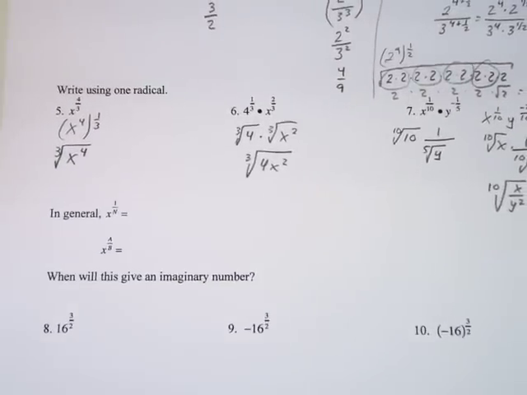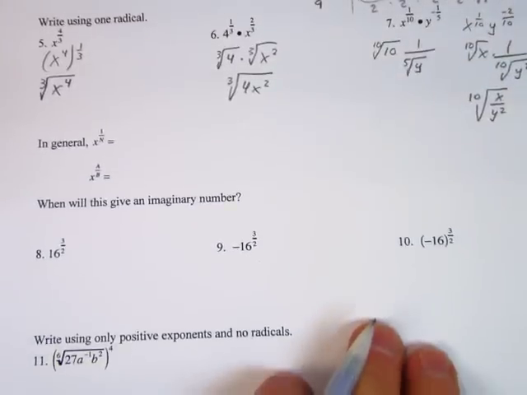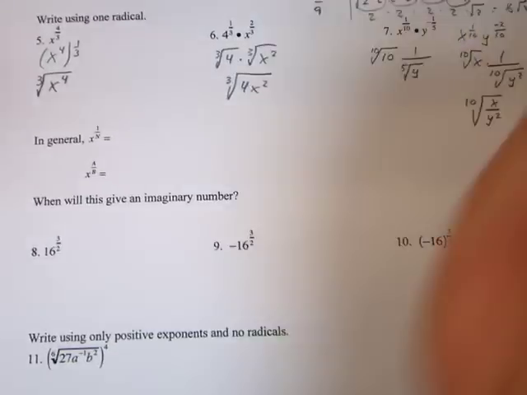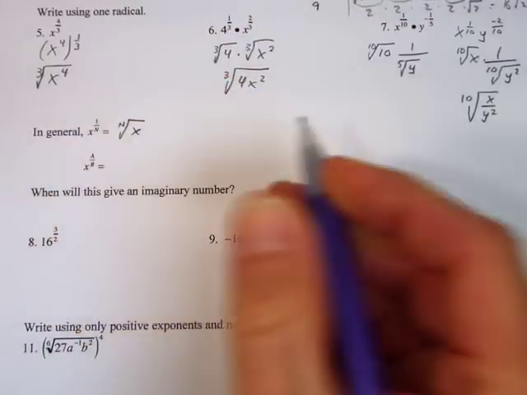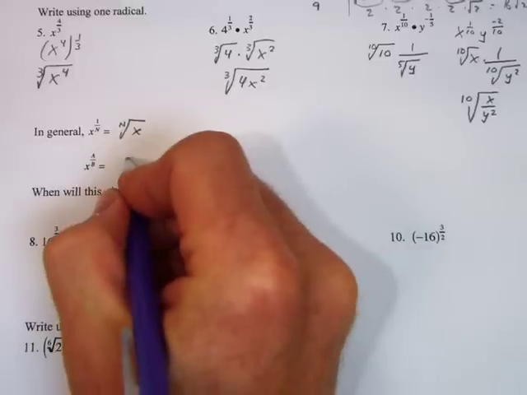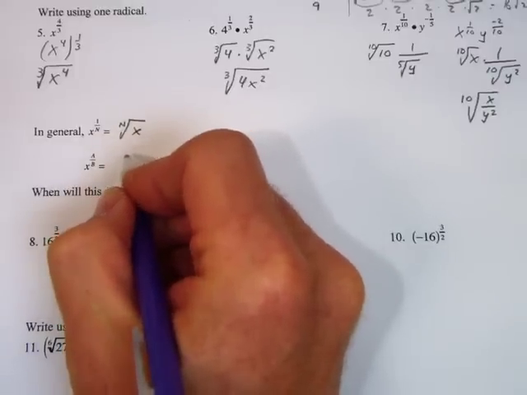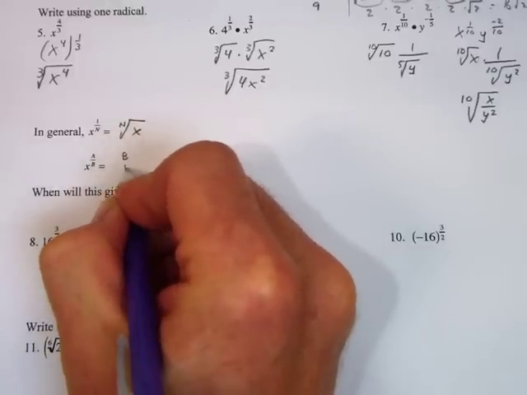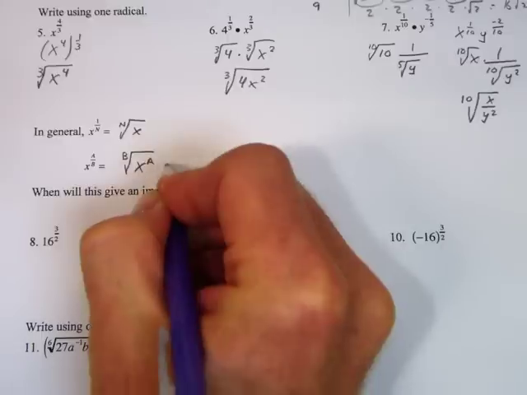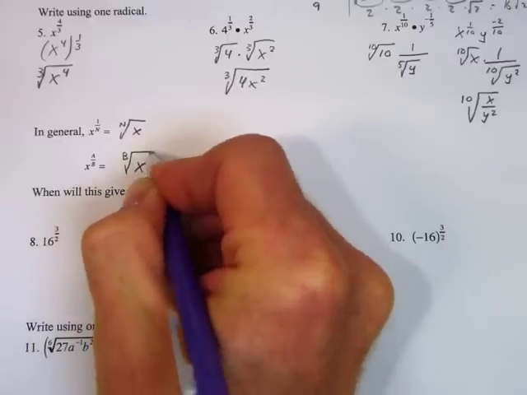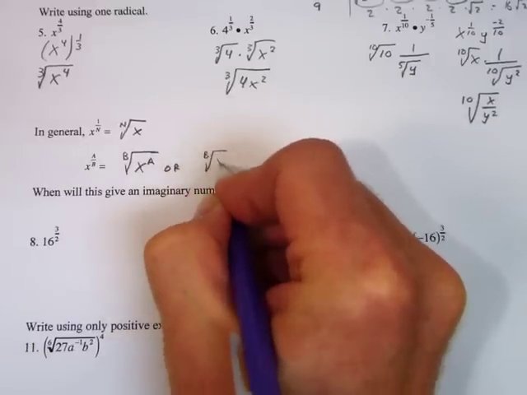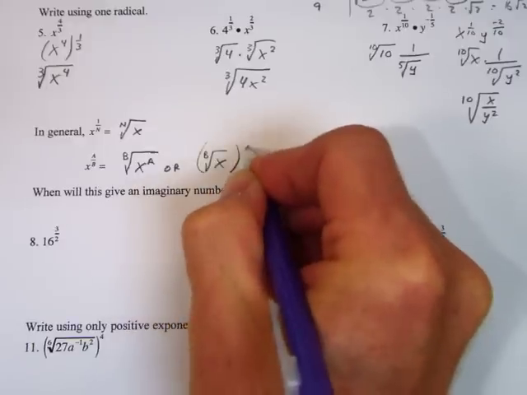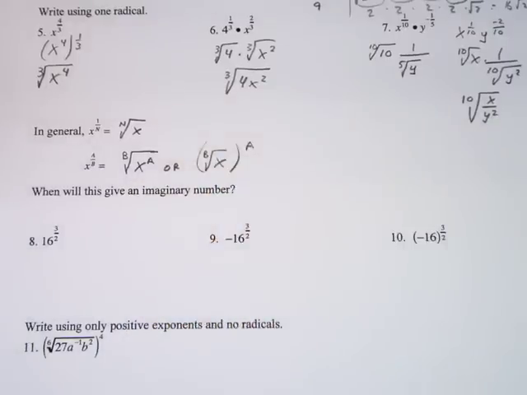In general, x to the 1 over n will equal the nth root of x. And I have x to the a over b. This can be written a couple of different ways. You could write it as the bth root of x to the a, or you could write it as the bth root of x, all raised to the power of a.